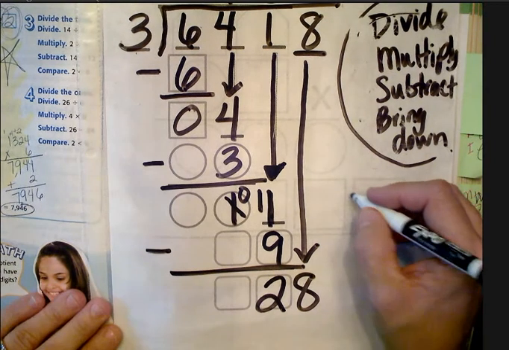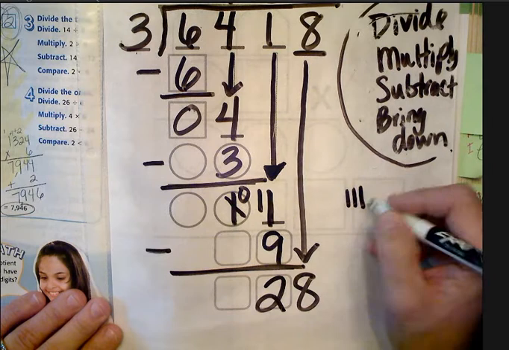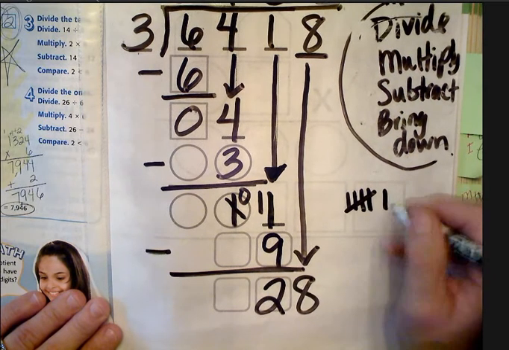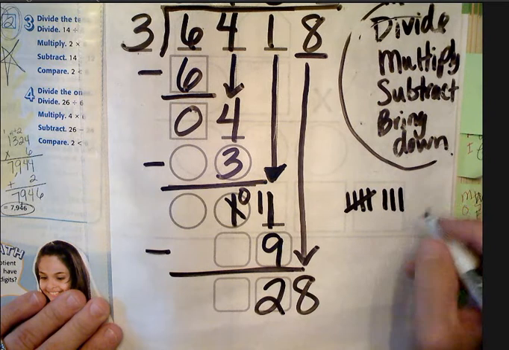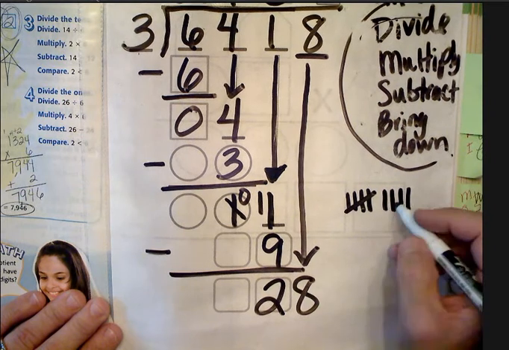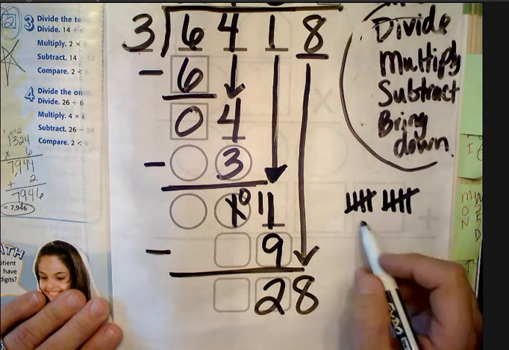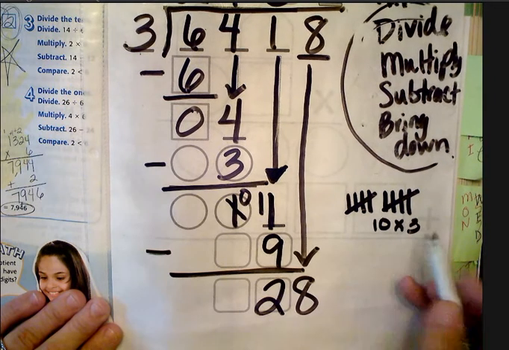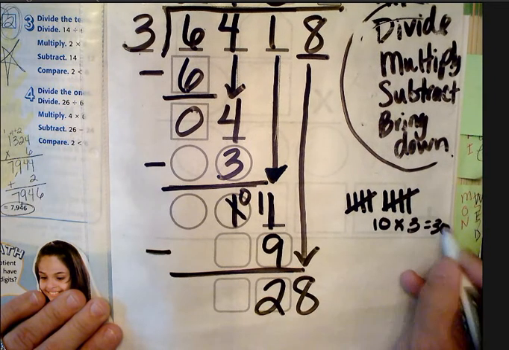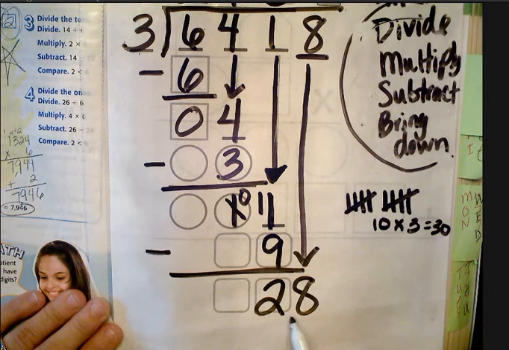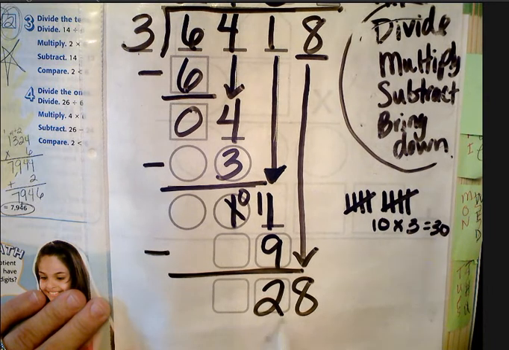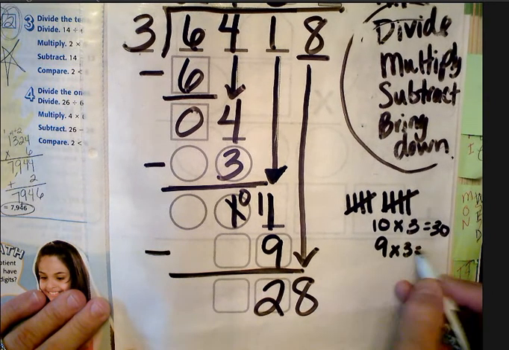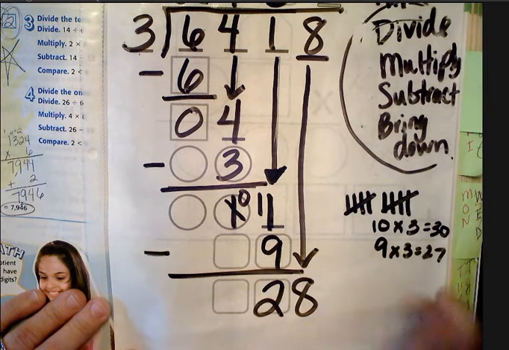So I'm going to go 3, 6, 9, 12, 15, 18, 21, 24, 27, 30. Oh, that makes sense because 10 times 3, I have 10 here, 10 times 3 is 30. So sometimes we can look at the number and go to a fact we know. Like I know 10 times 3 is 30. So what's 9 times 3 then? Oh, 27. That's the number I need. I need to fit right under that.